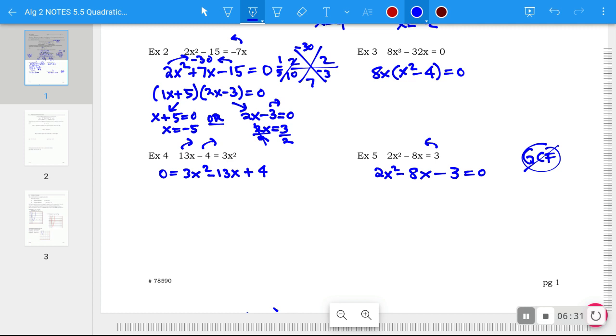Okay, on example 3, we've already got this 8x squared, that 8x factored out of both of the original terms. But this back part here is what's known as a difference of squares. It's got a minus sign between two perfect squares, and it's extremely easy to factor this. You just take the square root of x squared, which is x, and the square root of 4, which is 2, and you use a plus sign and a minus sign, and it works.